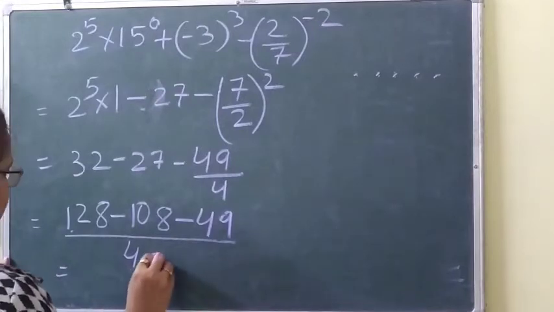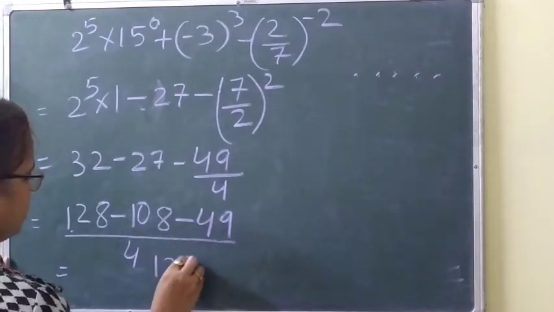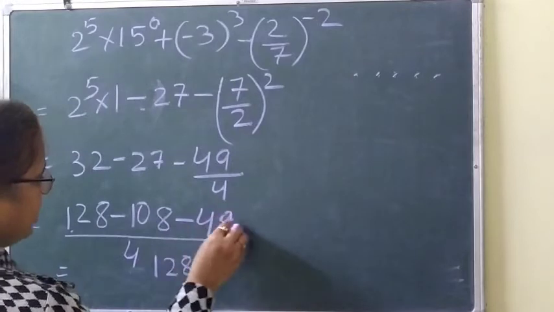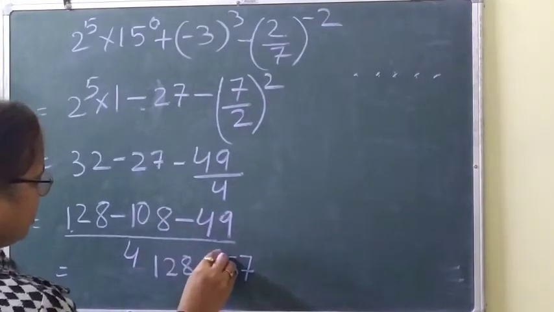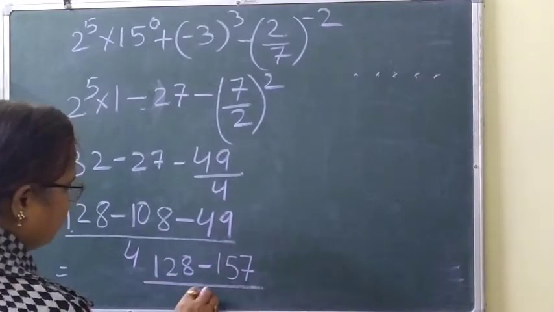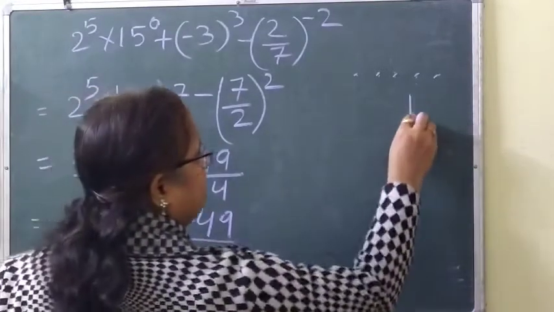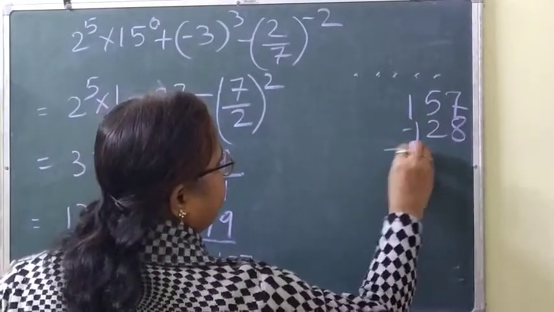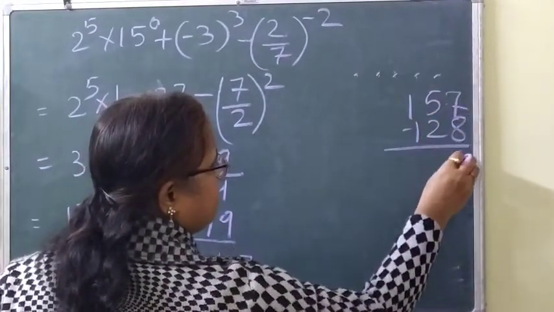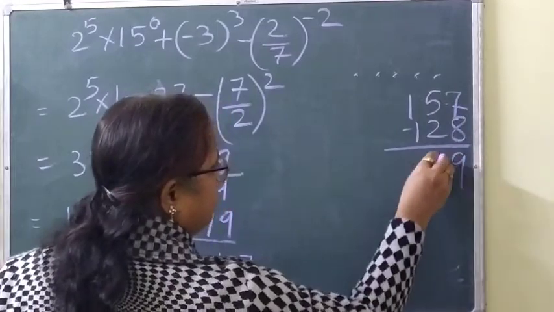You will get 128 minus, what? 8 and 9, 17. 4 and 1, 5 and 1. 157 by 4. So 157 minus 128. The answer will be what? 17 minus 8, 9, and here 2.